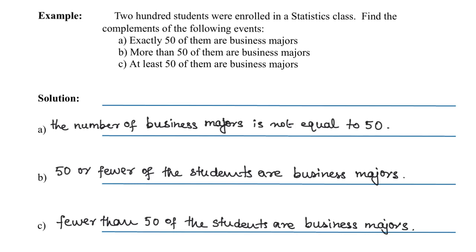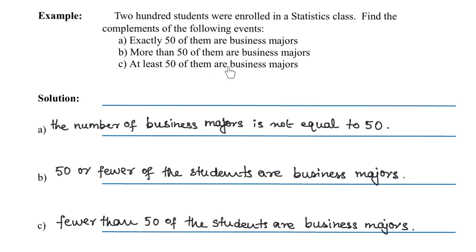So let's look at this example. 200 students were enrolled in a statistics class. Find the complements of the following events. Exactly 50 of them are business majors. Exactly 50 of them are business majors means the number of business majors is not equal to 50. That will be the complement. More than 50 of them are business majors. Since they are using "more than," we need to use the opposite of that. So it will be 50 or fewer of the students are business majors.